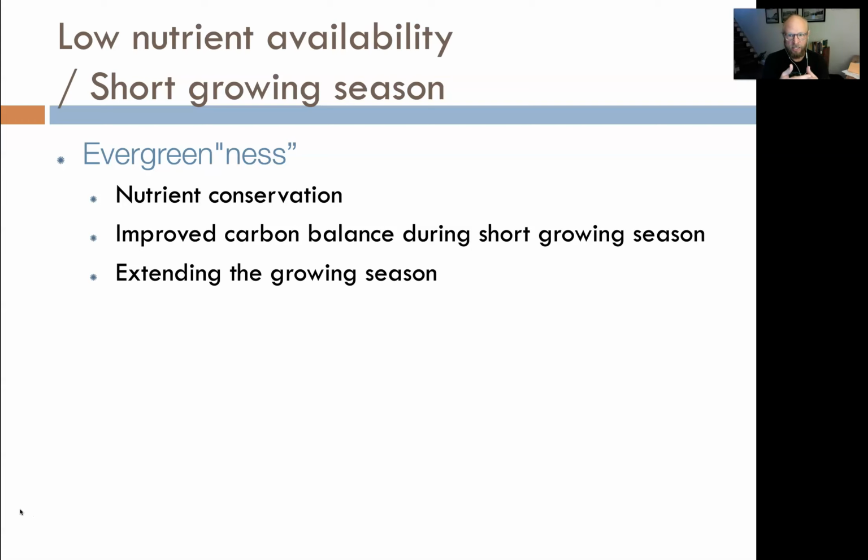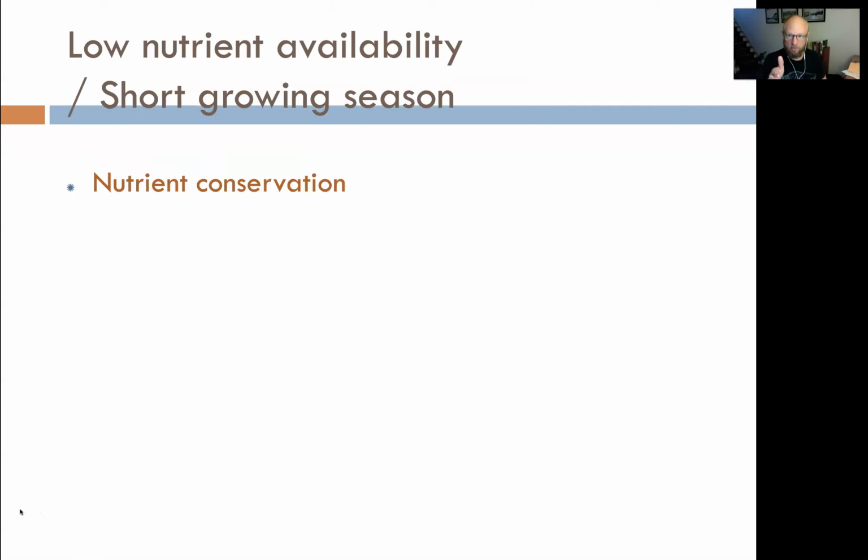Being evergreen allows these plants to be better at conserving nutrients. It allows them to have a better carbon balance during a short growing season. And when we're talking about carbon balance, we really mean they're gaining more carbon than they're losing. Along with that, being evergreen extends the growing season. So we'll just talk about these briefly.